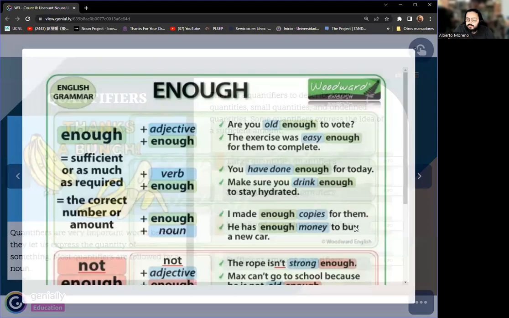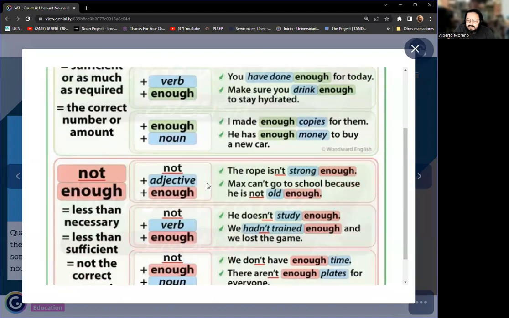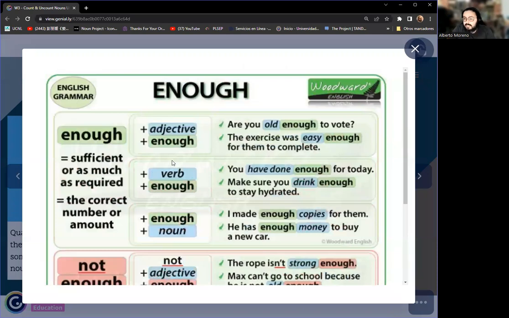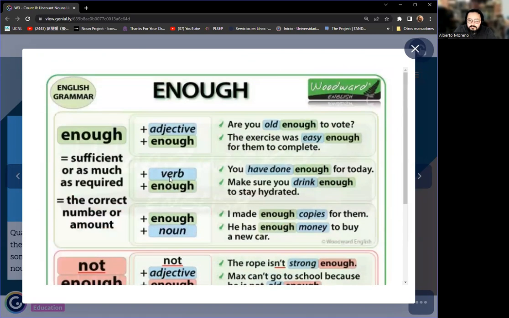And well, the last one is when we talk about sufficient quantities. Cuando hablamos de suficiente. And we have in here enough, or plenty, or not enough when it's not sufficient. We use enough with singular, with plural, with countable and uncountable nouns. We can use enough, depending on how we use it. Well, we are talking about sufficient or as much as required, and the correct number or the correct amount.